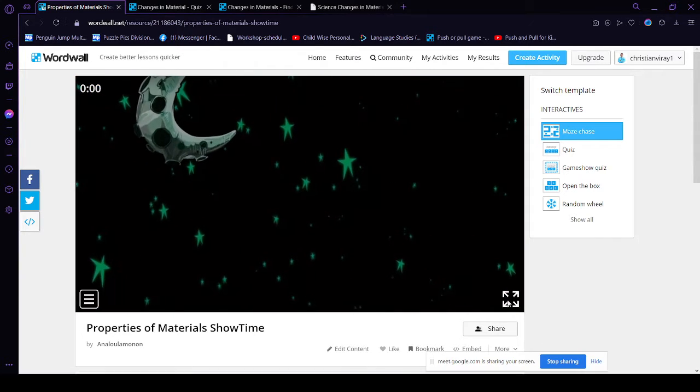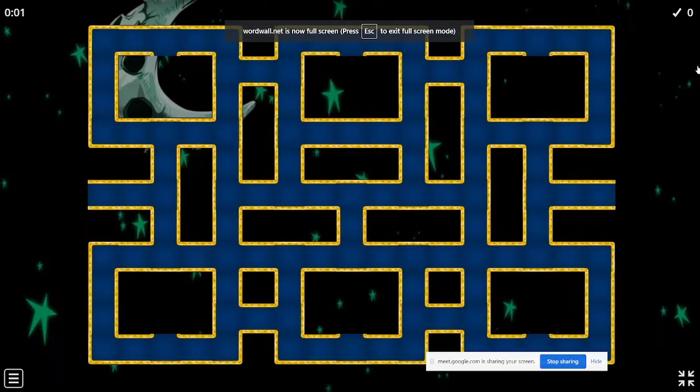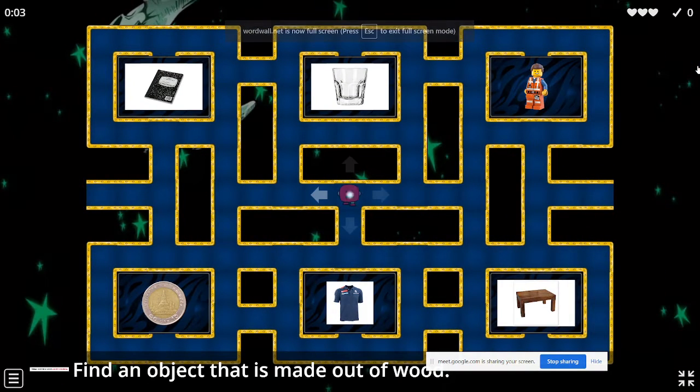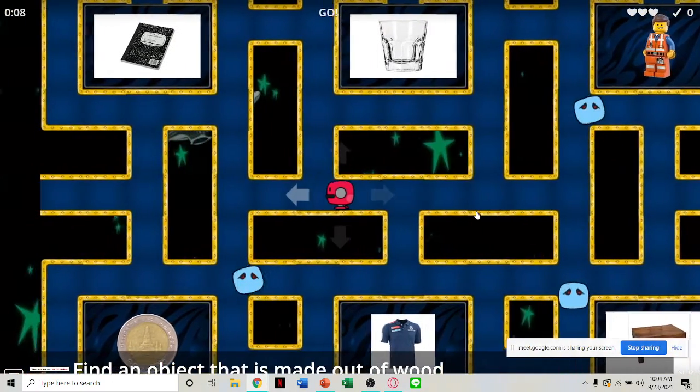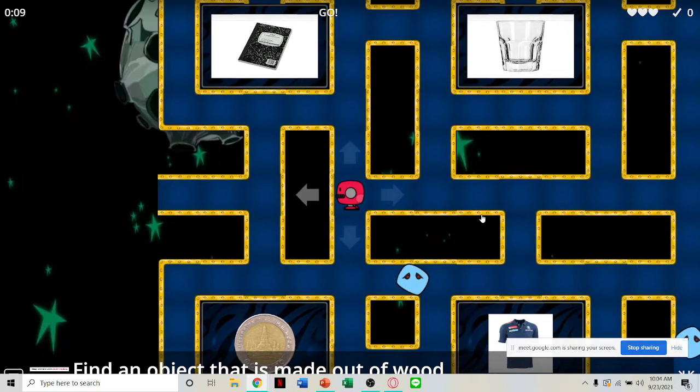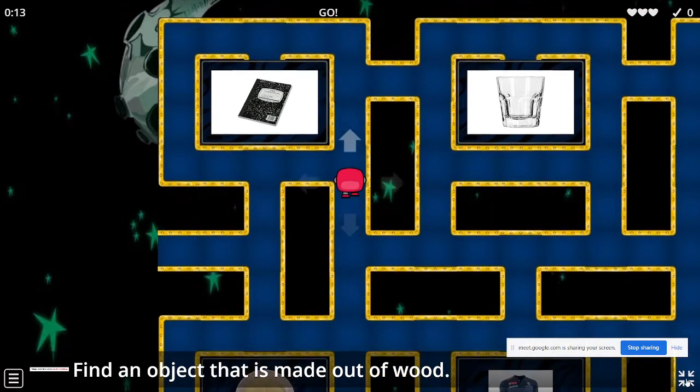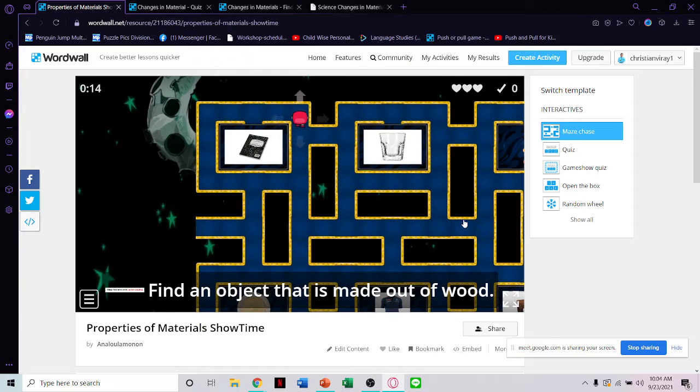Now you can see the question at the bottom. Let us read. Find an object that is made out of wood. Which one is made out of wood?